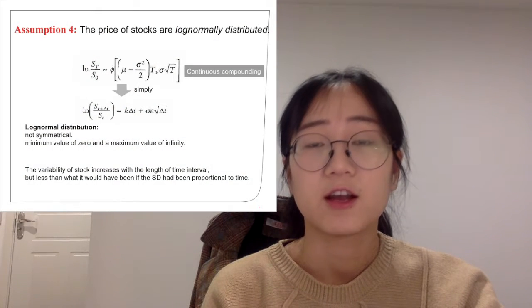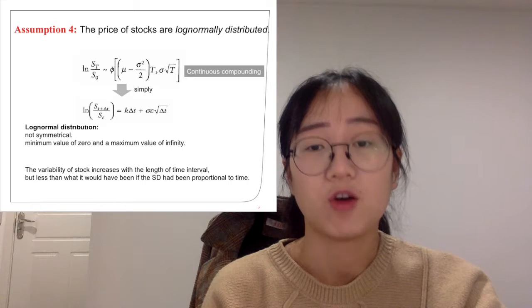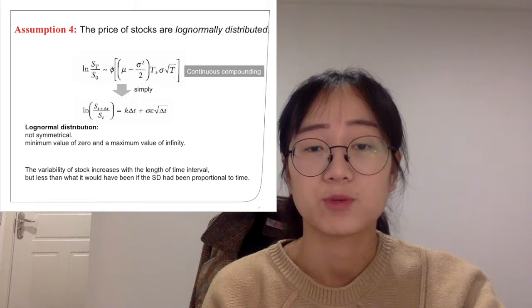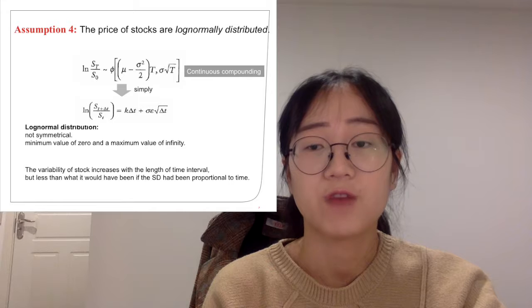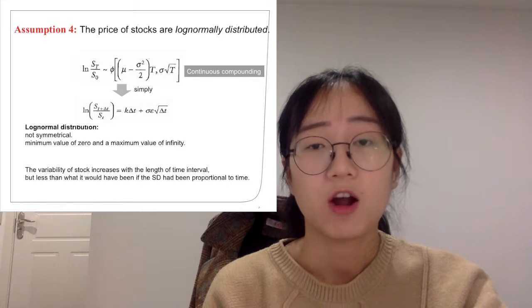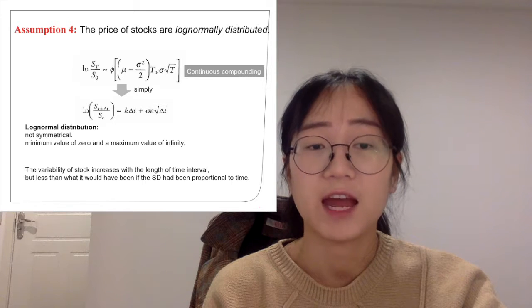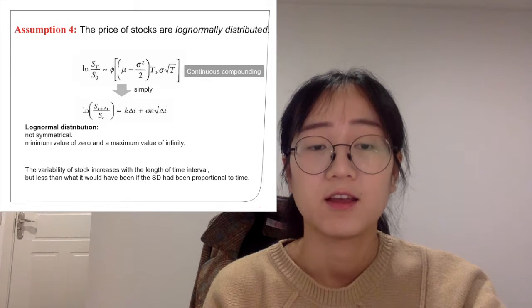As for the next assumption, it concentrates on the price of stocks, which is log normally distributed. This distribution is different from normal distribution because it is not symmetrical and has a minimum value of 0 and a maximum value of infinity.